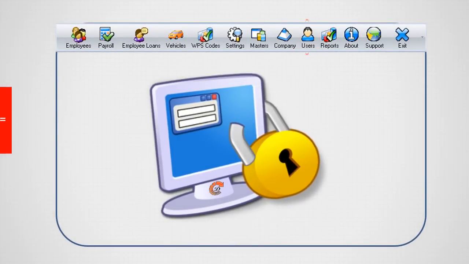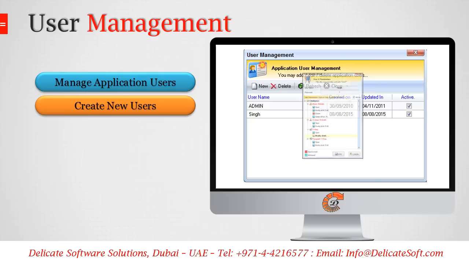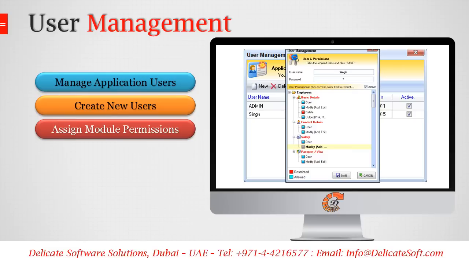User Management, where you can create software users and assign permissions. Click on Users, and here you are in User Management. You can create unlimited users. Simply click New, type username and password. You can assign permissions for each module and each section under every module. Simply click on box next to Module section to turn it to red or blue colored. Blue colored means permission allowed and red means restricted.